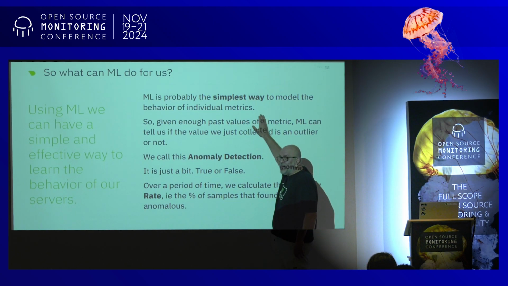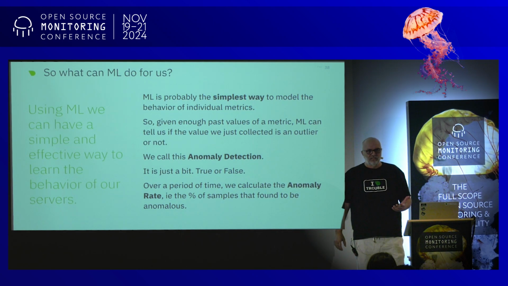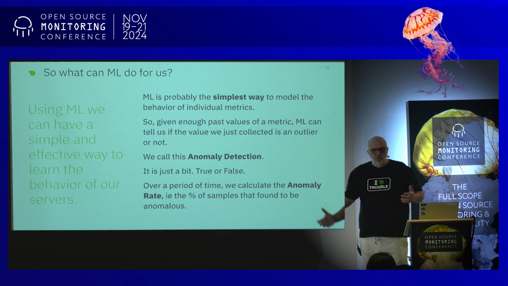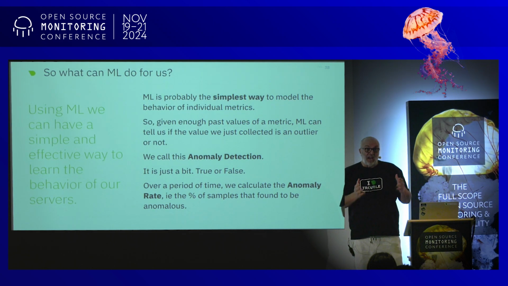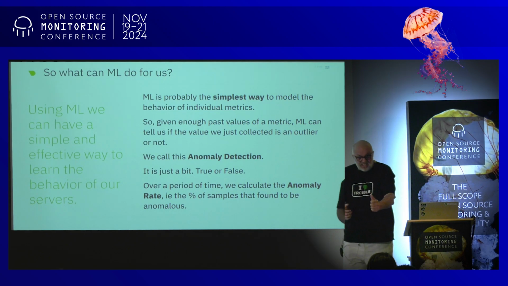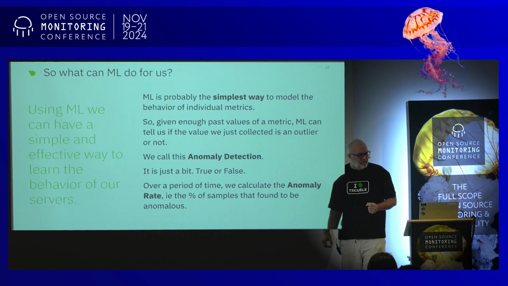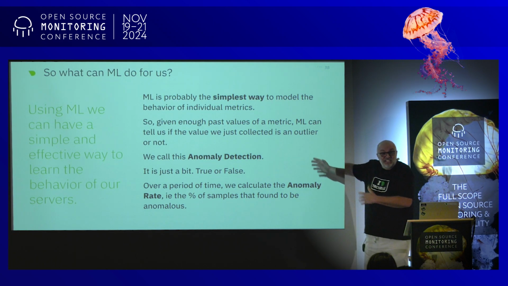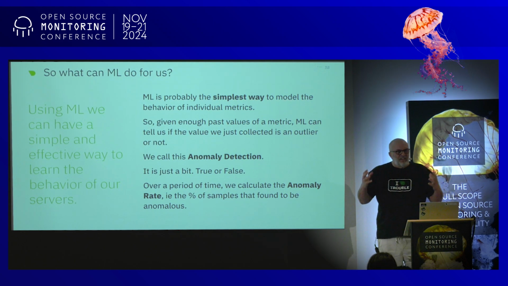ML is the simplest way to actually model the behavior of our metrics. There is no simpler way to do it. You feed the data to an ML model, and you actually have an algorithm that can say to you if the next sample that you are going to take is an outlier or not. Is this an expected value or not? So this is the simplest. There is nothing simpler than this, because this detects patterns, detects periods, and detects everything.